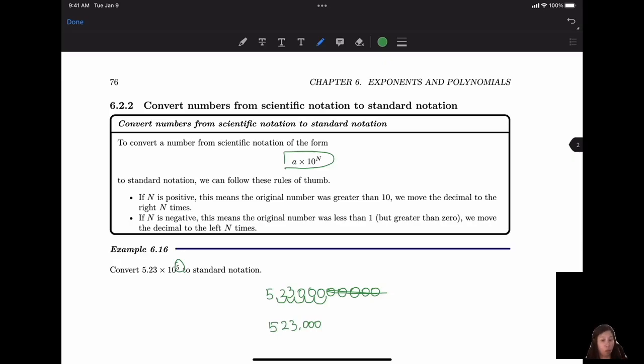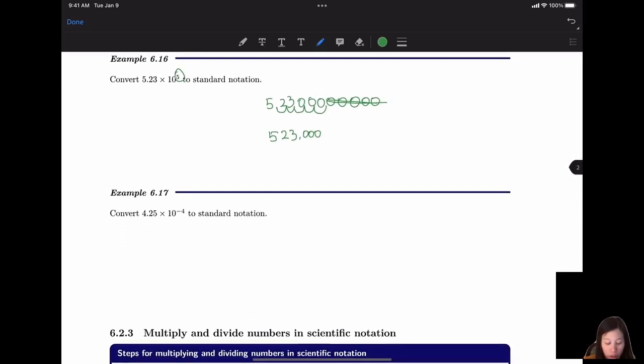This is the standard form of that number. Okay, so similar to here, we have 4.25 times 10 to the negative 4. So we know that this is a negative exponent, so that means we're going to move the decimal to the left. That means this number in standard form is going to be less than 1.